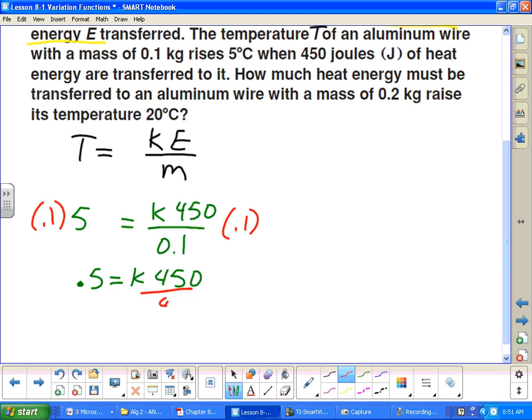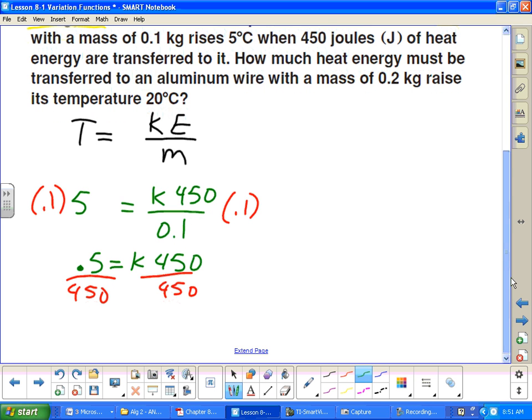And then when we divide by 450, we're going to get a really small number. K equals what? Point what? With a bar over the 1?